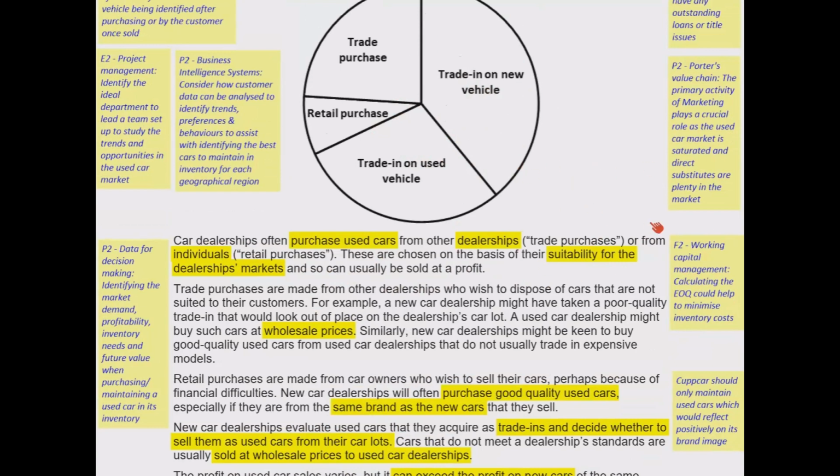And we need to think about how many used cars we should have at any dealership. And a little note there about working capital management, thinking about the levels of inventory we have, perhaps touching on economic order quantities, just to make sure we've got really good management of the volume of cars that we happen to have.